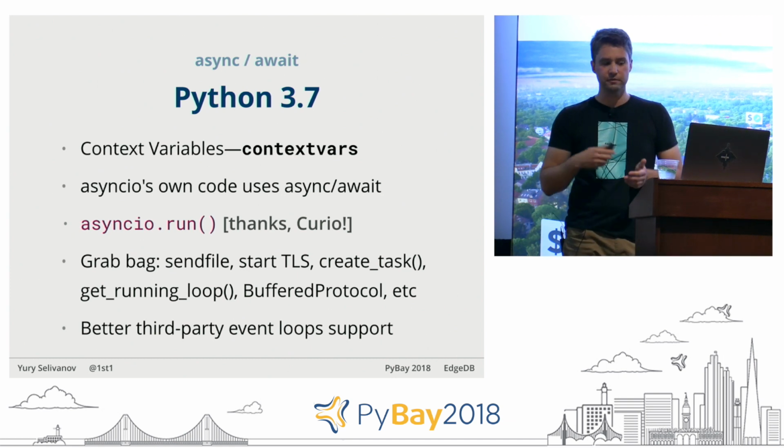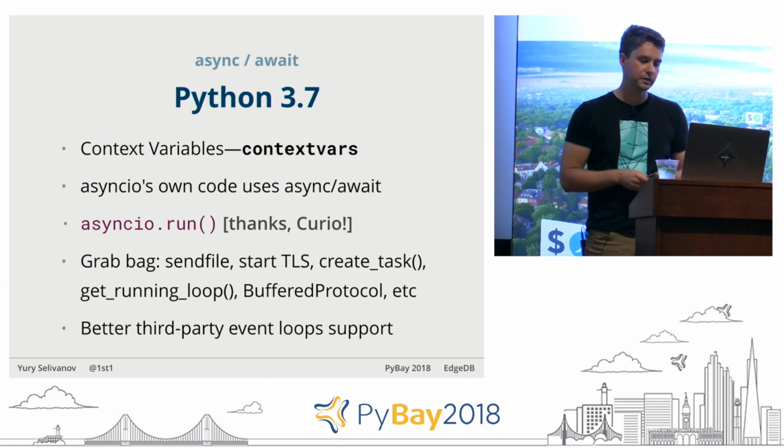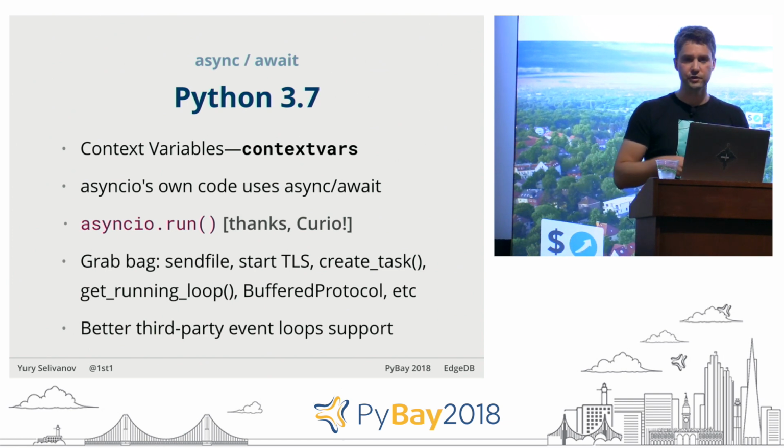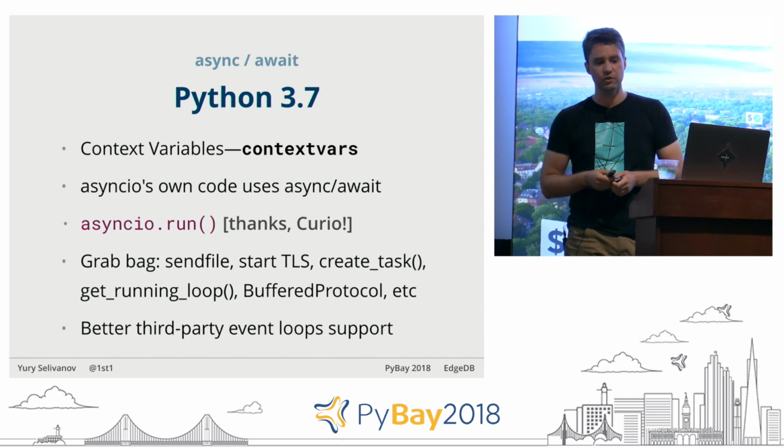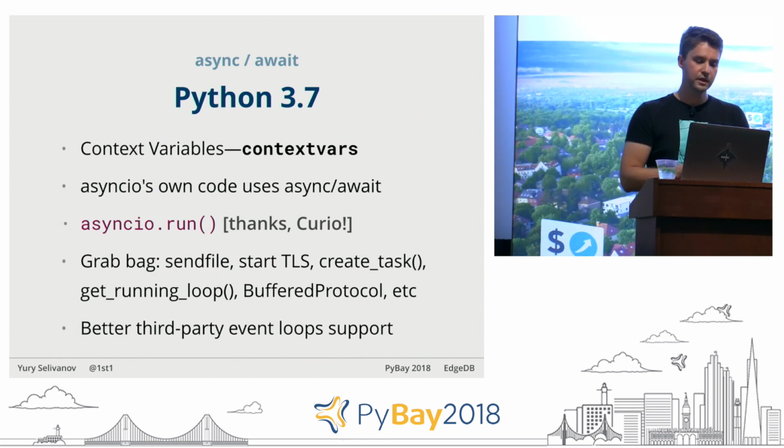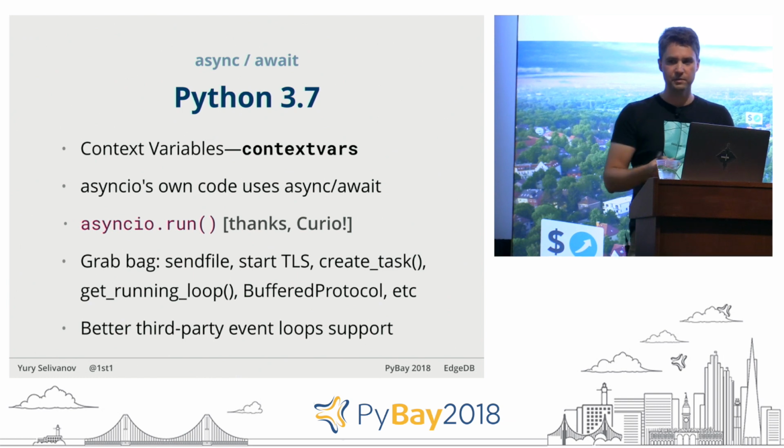Another low-level function is get_running_loop. We'll also talk about it a little bit later, and a new buffered protocol API that basically allows you to implement low-level async protocols and tightly control how you are actually using your receive buffer to minimize the number of copies.